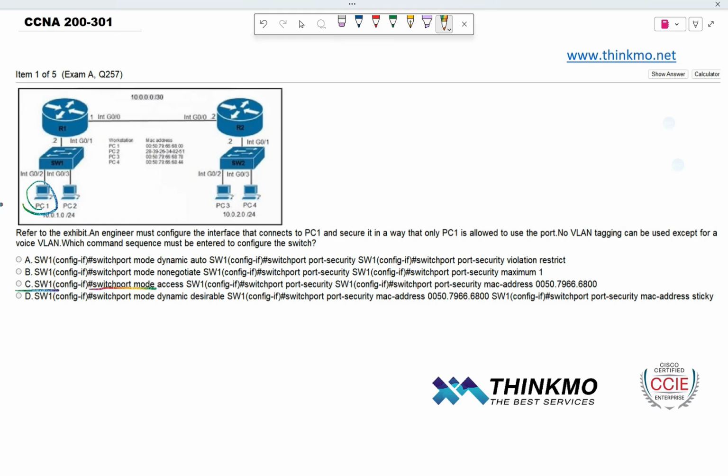First, we need to configure the mode because this is an access device, meaning it's oriented towards access. Then the mode should be set to access. And the next command is to configure security, specifically port security. First, enable port security, and under port security, we need to bind the MAC address of this device. So for this question, the answer is C.